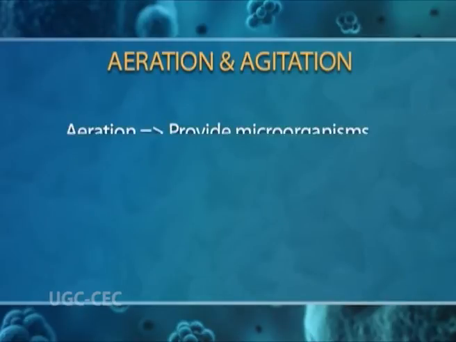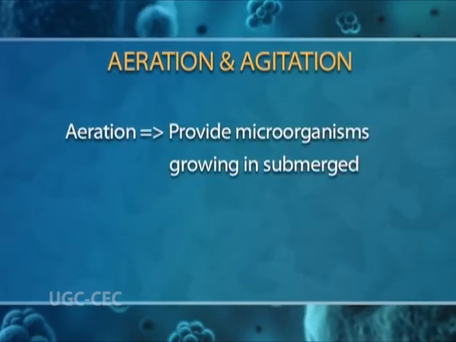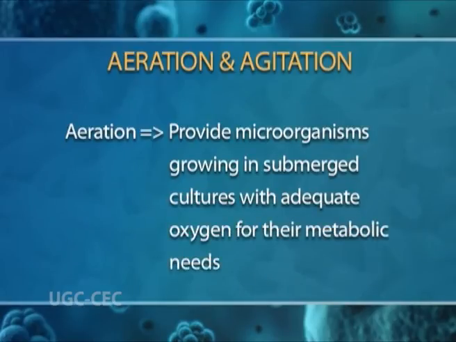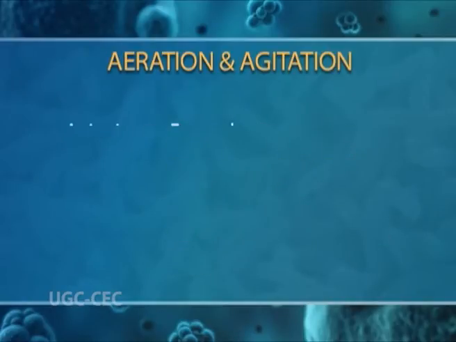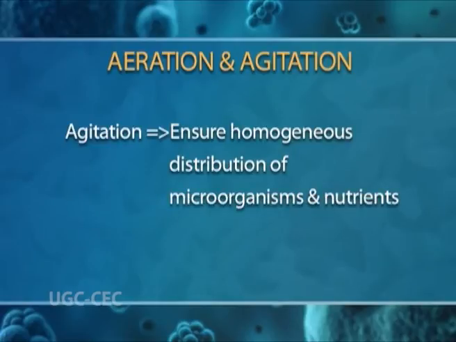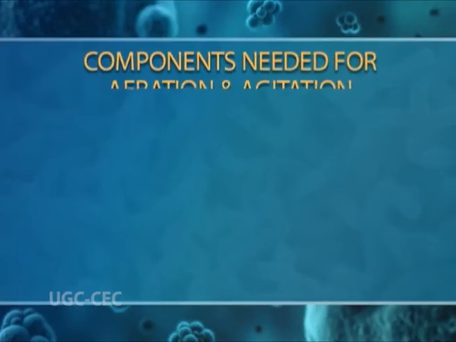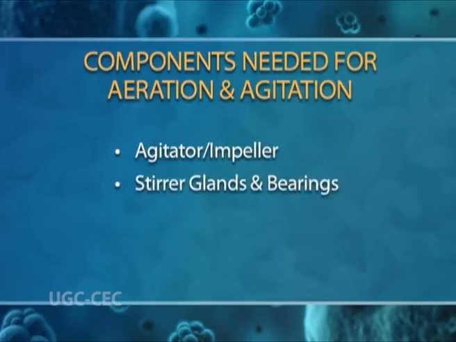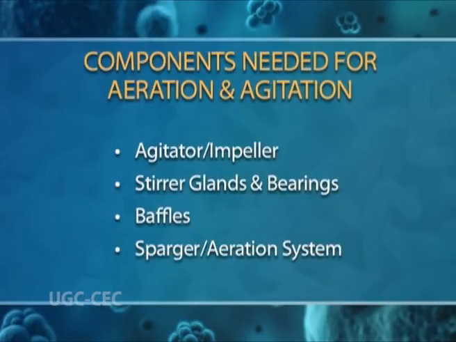The basic objective of aeration is to provide microorganisms growing in submerged cultures with adequate oxygen for their metabolic needs. On the other hand, agitation aims to ensure a homogeneous distribution of microorganisms and the nutrients in the broth. Various components are required in the fermenter for aeration and agitation: agitator or impeller, stirrer glands and bearings, baffles and sparger or the aeration system.